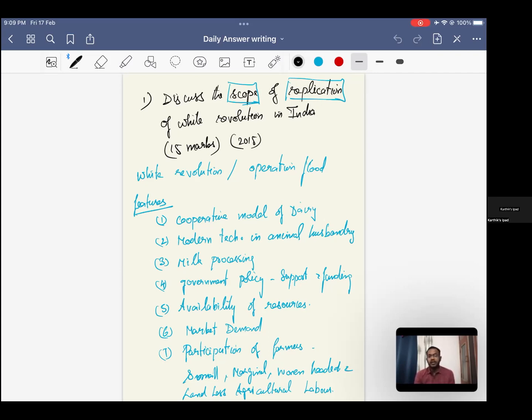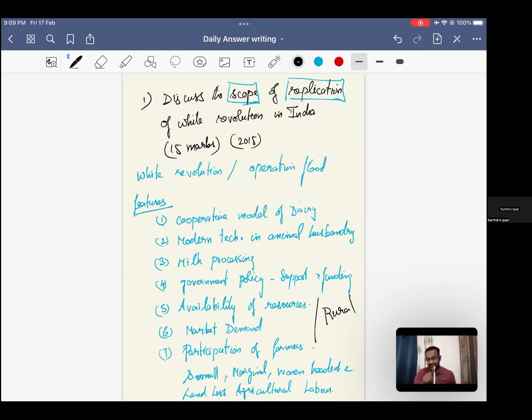Cooperative model of dairy, modern technology in animal husbandry, milk processing, government policy support, availability of resources, market demand, participation of farmers, all kinds of farmers, and more importantly, that also took place in the rural parts of the regions. So cottage, rural-based industries also came with respect to it. Now we are going to replicate, right?